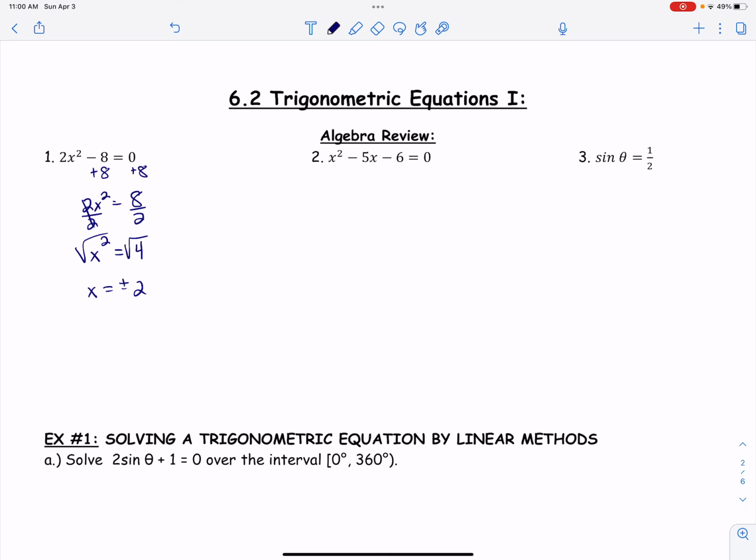Example 2 is also a polynomial, but this time I don't have the option of just isolating the x. I have two different values of x. I've got x squared and x, so this is one I would have to factor. Luckily, we've been doing some practice factoring. So I know that would be x and x, and two things that multiply to give me -6 and add to give me -5. I'll let you think about that for a minute. It would have to be -6 and a +1.